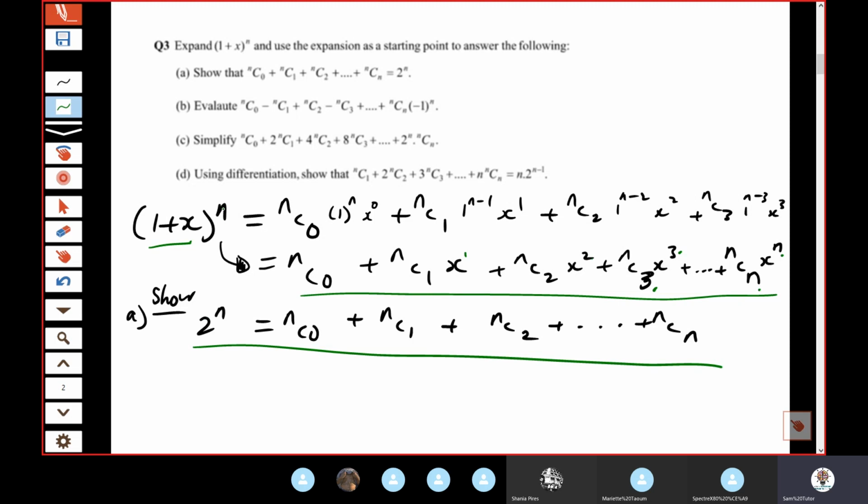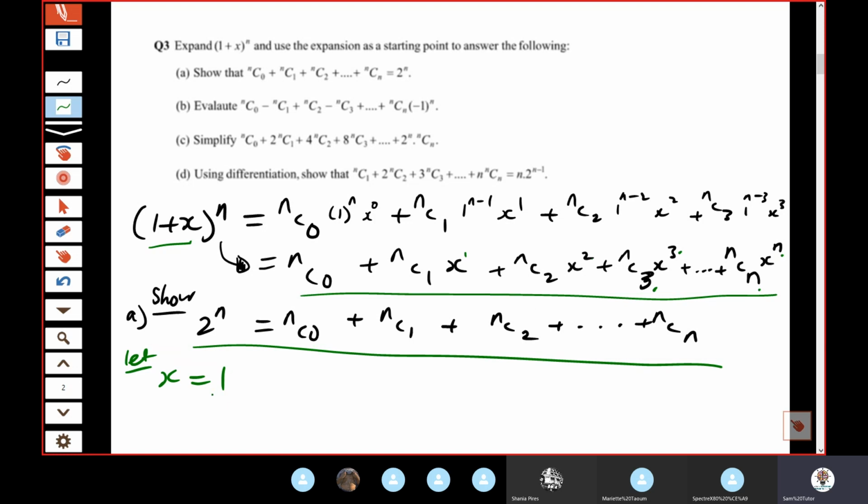It's 2 to the n. What does that mean x must be? 1 plus 1 is 2, so x needs to equal 1. You've got to let, out of thin air, like a magician you are, x equal 1. You can actually let x equal any number, but it's about observing what you can see here.